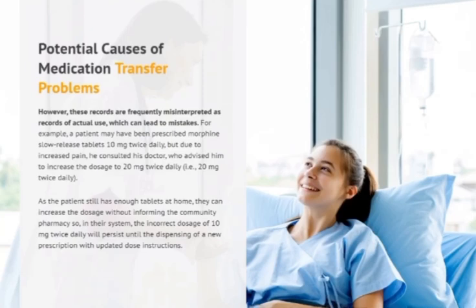For example, a patient may have been prescribed morphine slow-release tablets 10 mg twice daily, but due to increased pain, he consulted his doctor, who advised him to increase the dosage to 20 mg twice daily. As the patient still has enough tablets at home, they can increase the dosage without informing the community pharmacy, so, in their system, the incorrect dosage of 10 mg twice daily will persist until the dispensing of a new prescription with updated dose instructions.